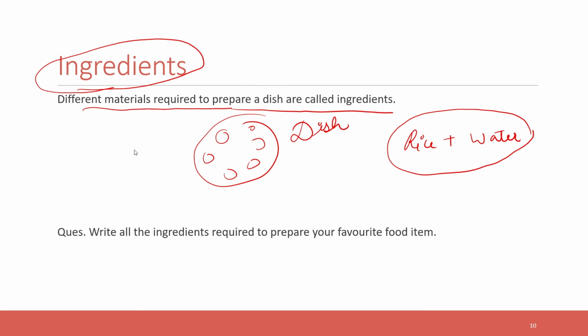You all should find out what your favorite biscuit is made up of. You can take a packet of biscuits and check on its wrapper what its ingredients are. Also, write all the ingredients required to prepare your favorite food item.